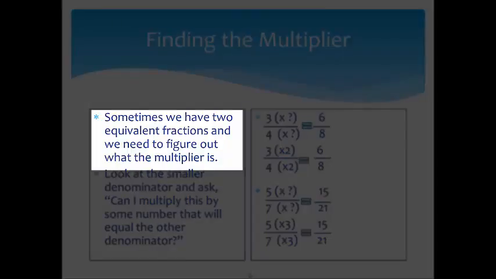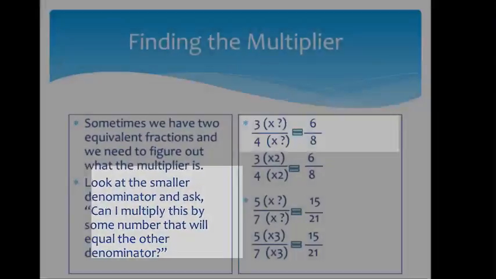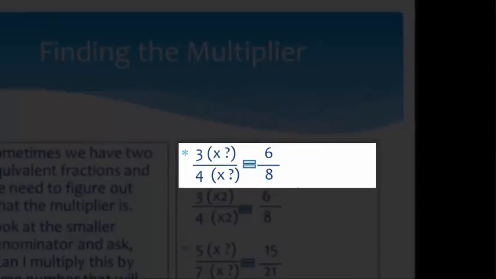In this case, they'll give us 2 fractions and we have to figure out, okay, what number would multiply into the other fraction. So how I'm going to do this is I'm going to look at the smaller denominator and ask, can I multiply this by some number that will equal the other denominator? Let's look at an example. So here I have 3/4 and 6/8 as my 2 fractions. And I want to know, can I multiply the smaller denominator by some number and have it turn into 8? Well, you can.